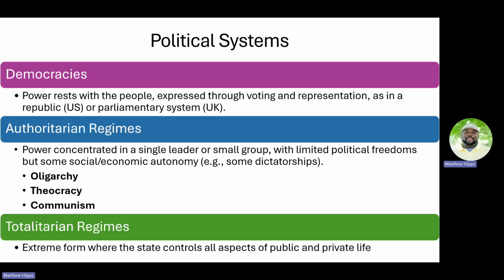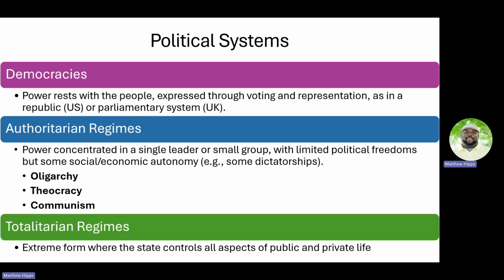Next up are authoritarian regimes. These are political systems where power is concentrated in either a single leader or a small group of people. Typically, individual political freedoms are limited, but there is some openness in terms of the social and economic authority that individual people can have. There are different kinds of authoritarian regimes.